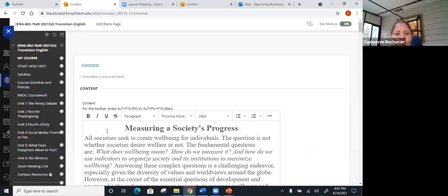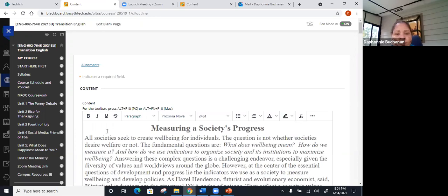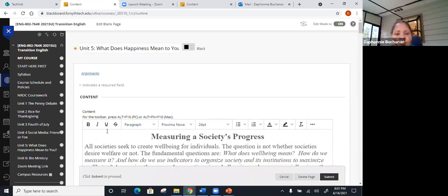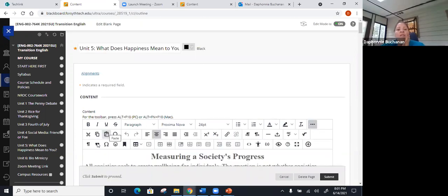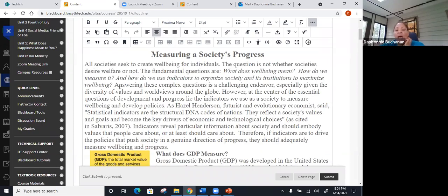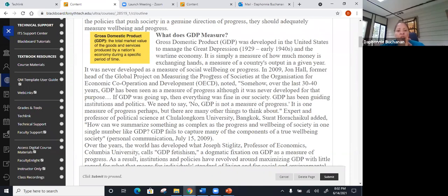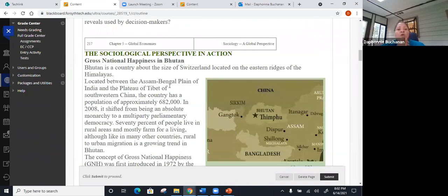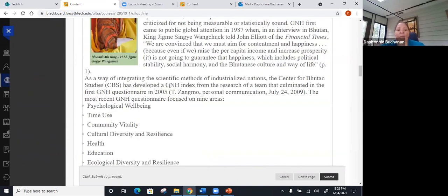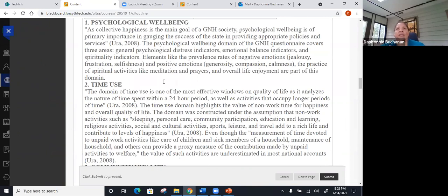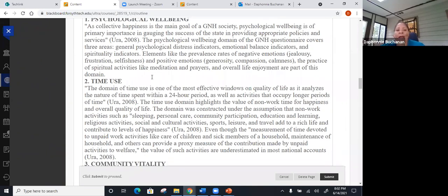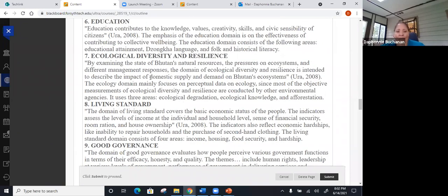So the writing for Unit 5 is, what does happiness mean to you? The article is here for you, and it's called Measuring a Society's Progress. As you read it, it's going to talk about how to measure things. Now, what you're going to measure is your happiness. What does happiness look like in your life?